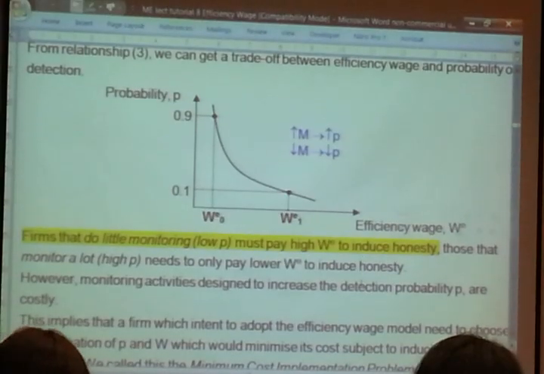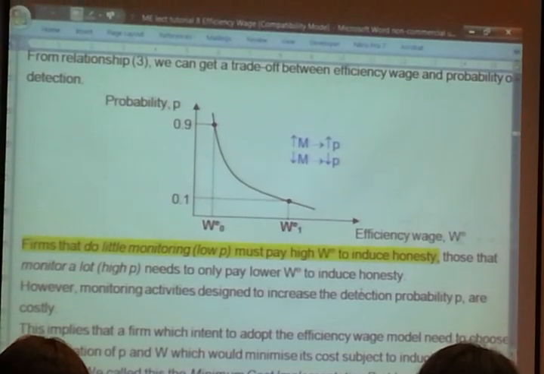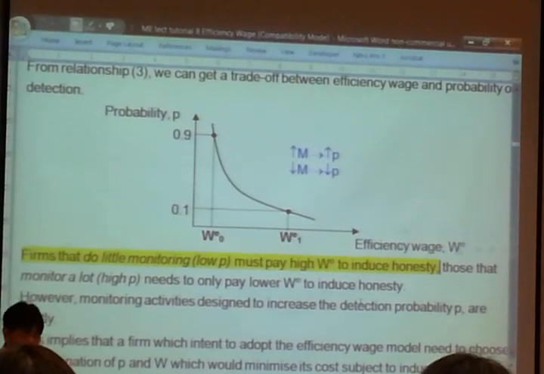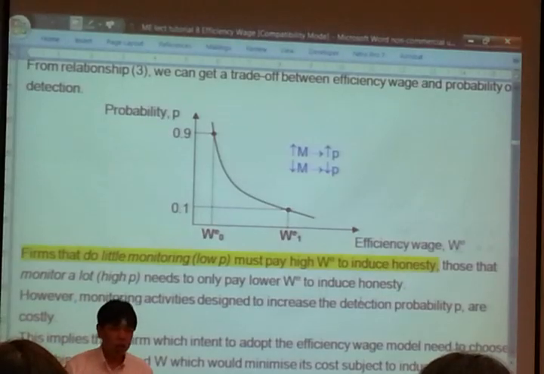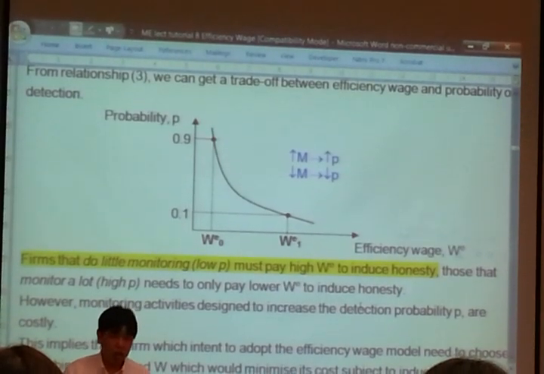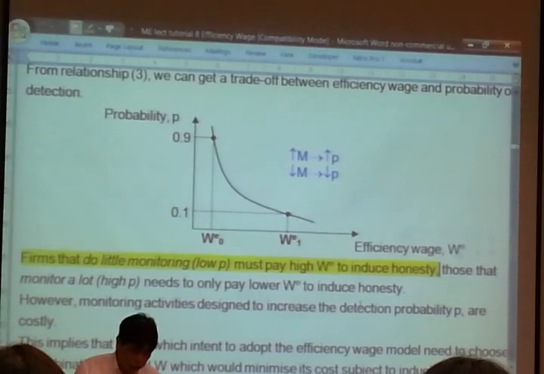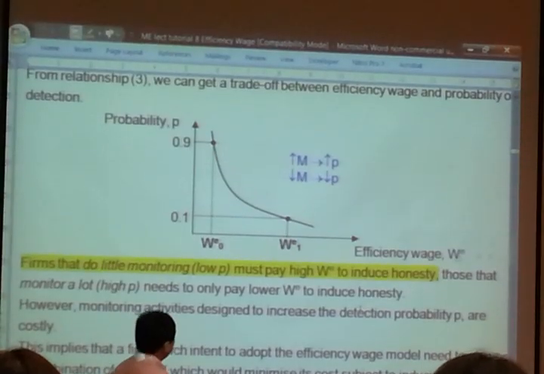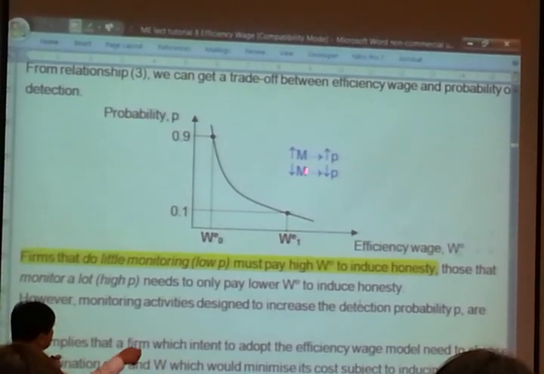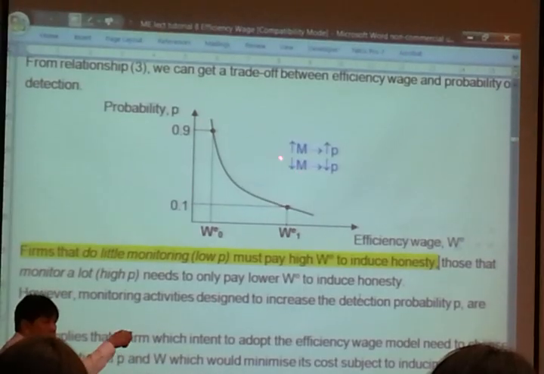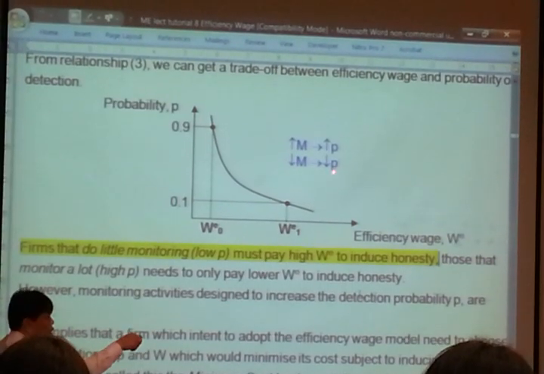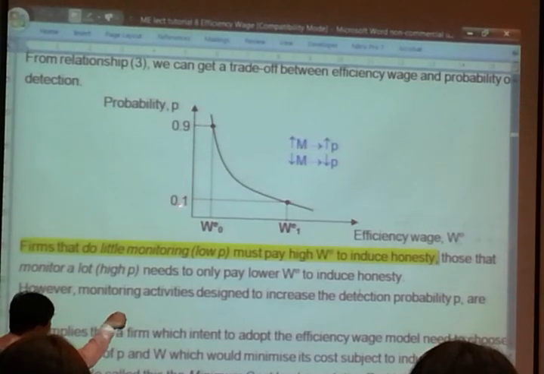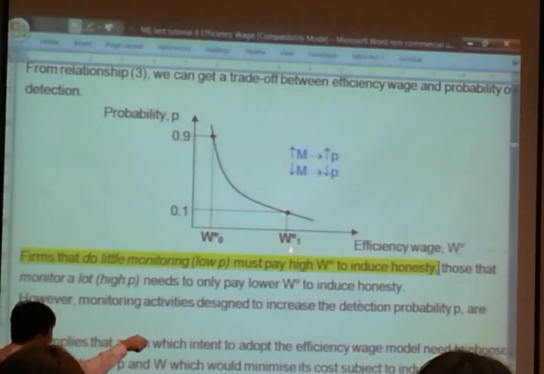Firms that do data monitoring must pay higher efficiency wage. Now you understand why, right? Because the firms that spend very little money on monitoring, the worker cheats. That's right. So therefore, we need a higher efficiency wage to deter cheating. So in other words, this statement is firms that do very little monitoring. If you spend less money on monitoring, is the probability of detecting cheating higher or lower? The probability of detecting cheating is lower, so a higher efficiency wage is required to deter cheating.